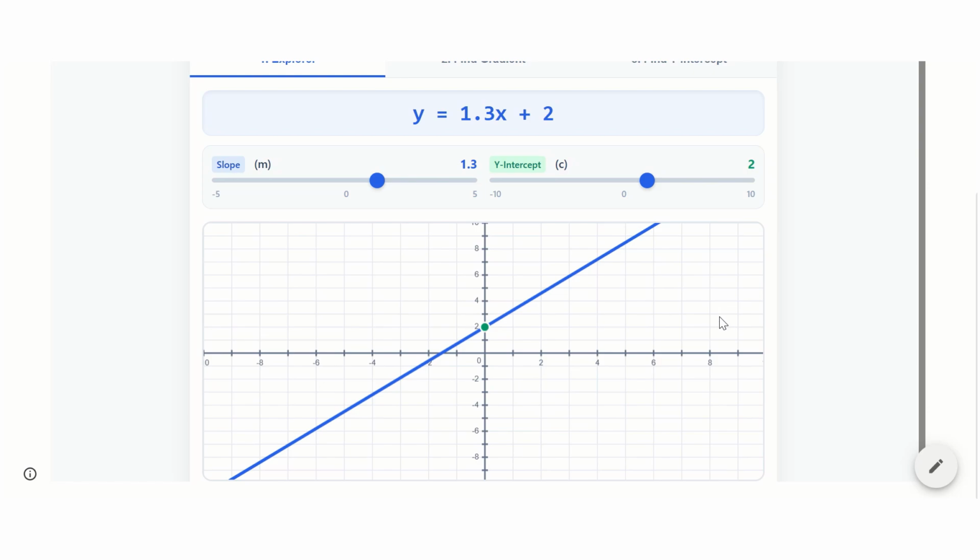Hello students, in today's video, we're going to make friends with straight lines, all sorts of straight lines: horizontal, different kinds of straight lines.